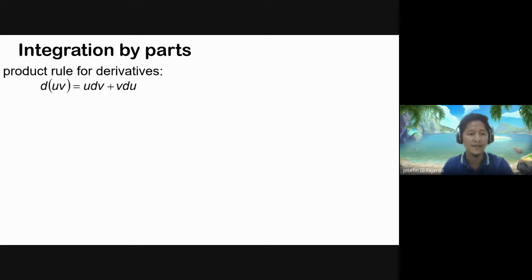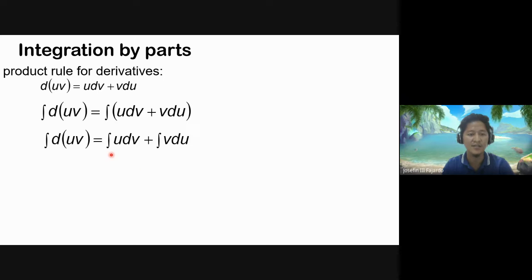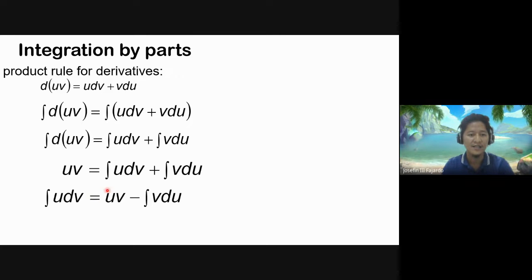Okay. Bakit kailangan natin maalala to? Kasi dito lang manggagaling yung method na to. Okay, so if I try to integrate both sides of this equation now, I will have this. Since the integral of a sum is just the sum of the integrals, I can separate them. And then the integral of d(uv) is just simply uv. And if I try to solve for the integral of u dv, I can just simply subtract both sides by the integral of v du. That's why I have this.